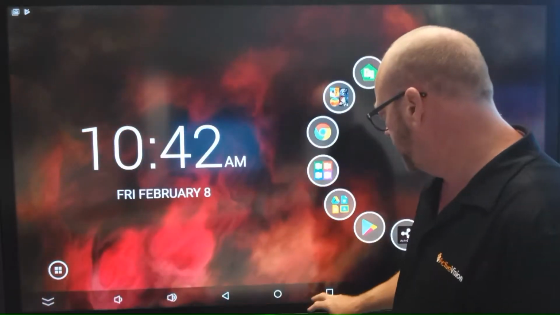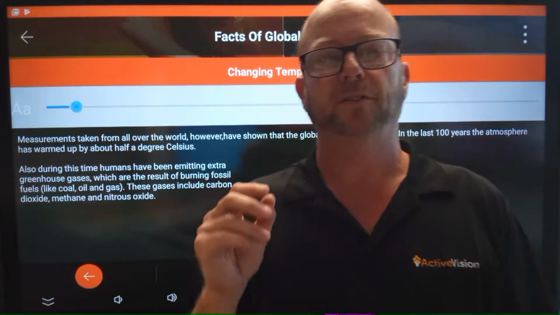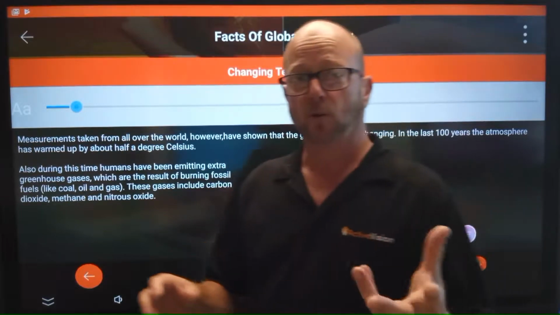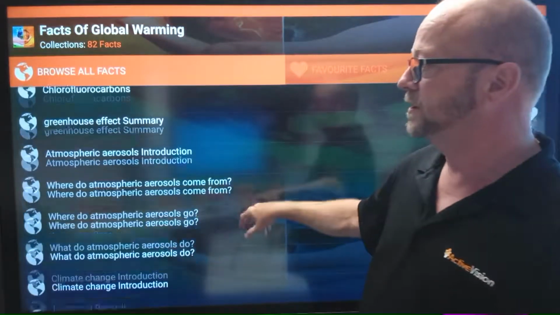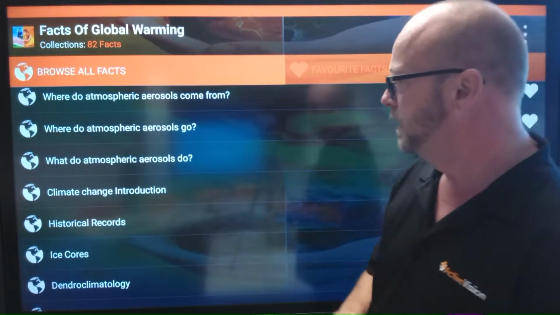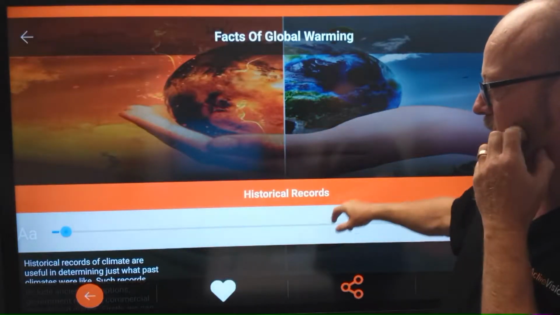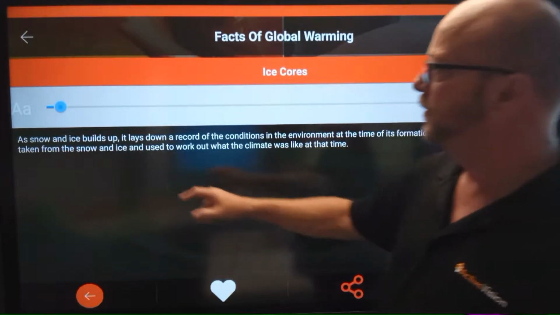The first one we will take a look at is one called Facts of Global Warming. Now, this isn't one of those apps with lots of bells and whistles and tricky and fluffy things in it. It's pure information, but it's a really good, convenient way to be able to access all this kind of stuff without needing to do multiple Google searches and all those sorts of things. It puts all the information in a really, really simple place. Things like historical records, for example.